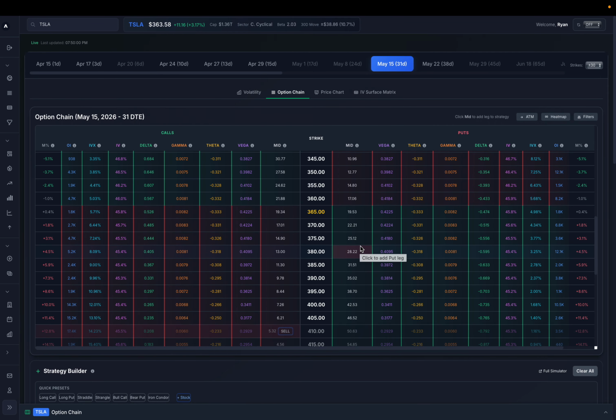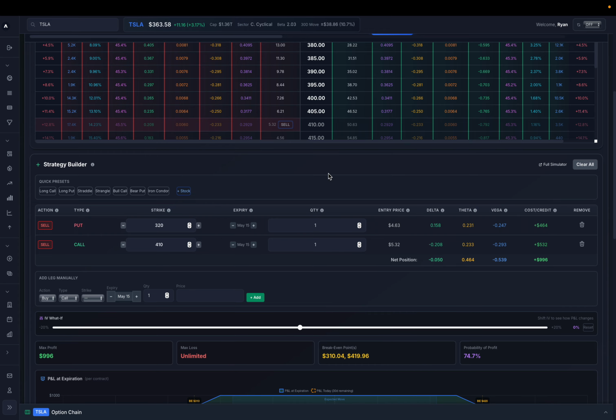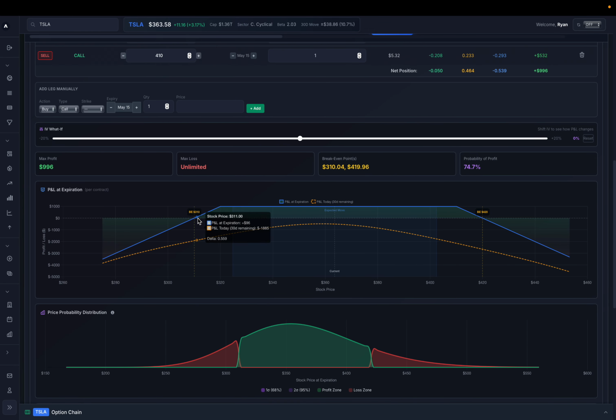Cool. So we've got the 320, 410 strangle in place. We can see the P&L at expiration here. So we show what the stock price might do. This is the implied move here. So we're going to go from the current price to 410 and around 326-ish. And we can see where our break-evens are.